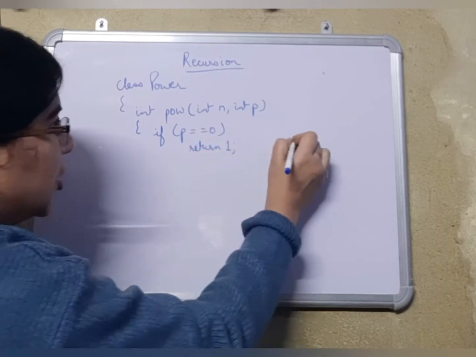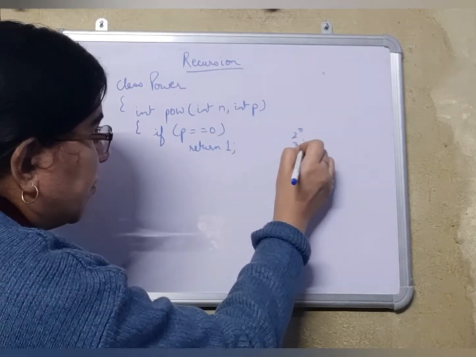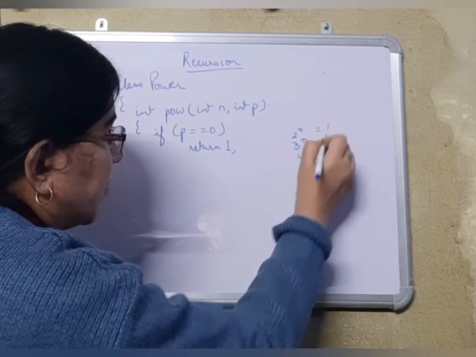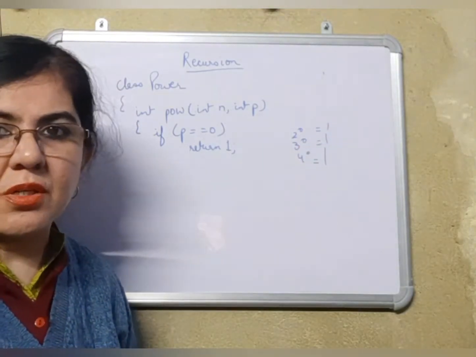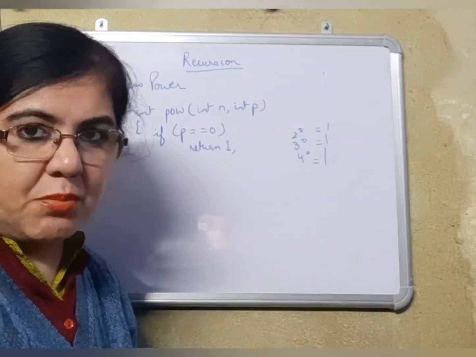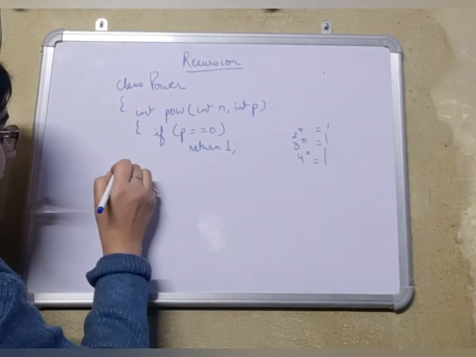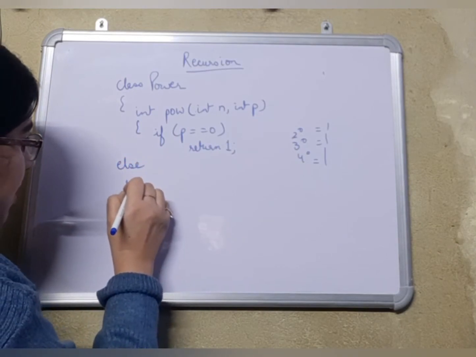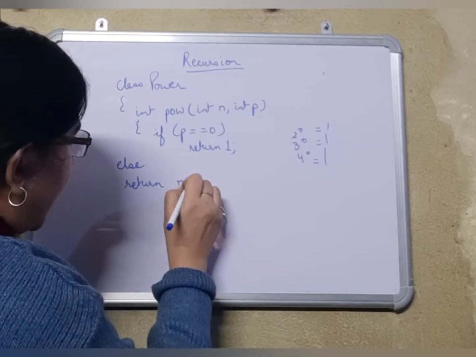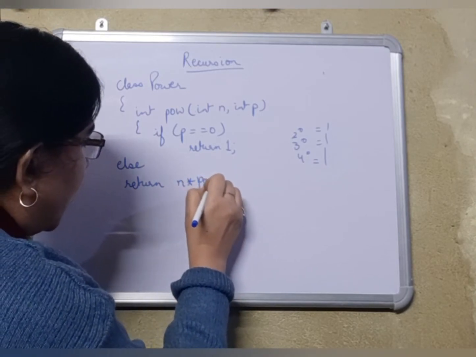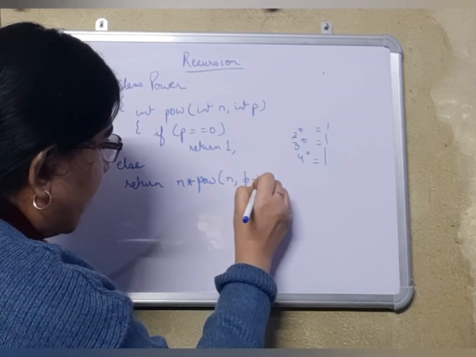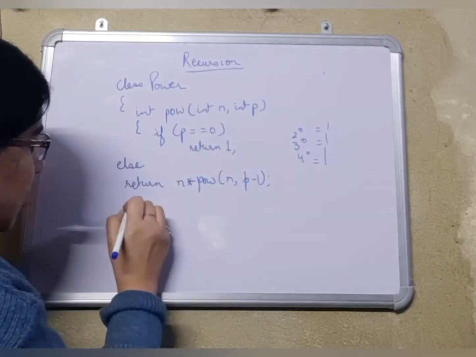Why? 2 to the power 0 or 3 to the power 0 or 4 to the power 0 all return 1. Any number to the power 0 will always return 1. So if the power is 0, naturally the answer will be 1. Otherwise it will come to the else part. And here it will return n into and call the pow function and send the value, and the power will keep on decreasing till it becomes 0.